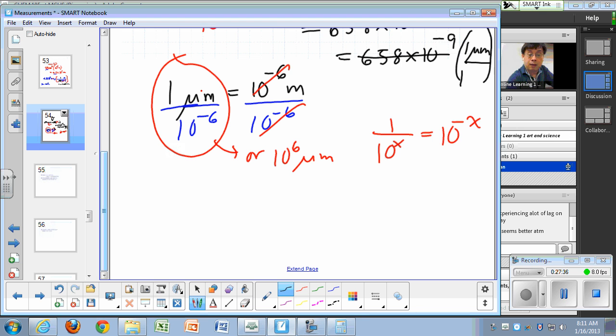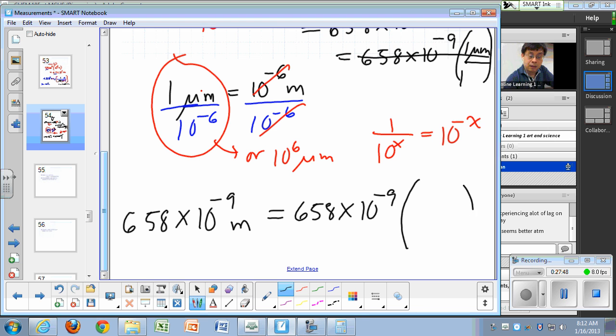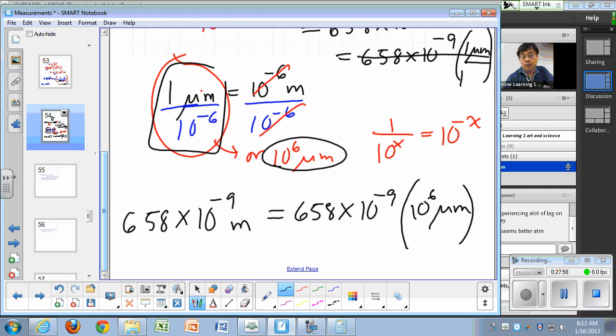Let me redo that here. 658 times 10 to the negative 9 meters is equivalent to 658 times 10 to the negative 9. And a meter is this much, or 10 to the 6 micrometers. Think of it this way. Micro is 10 to the negative 6. Okay, so 10 to the 6 times 10 to the negative 6, these two together is just 1. Okay, so that's 1 meter.